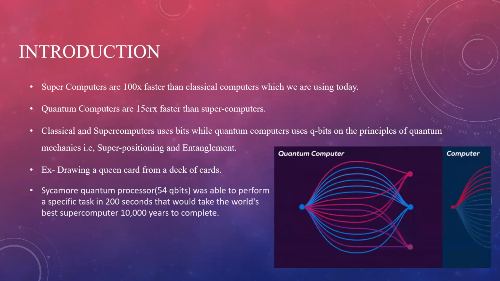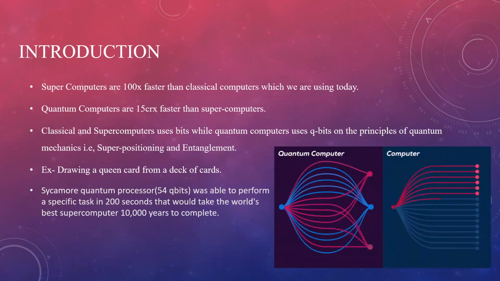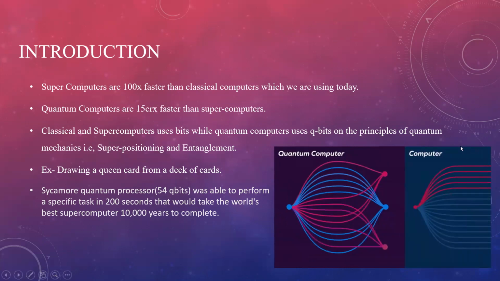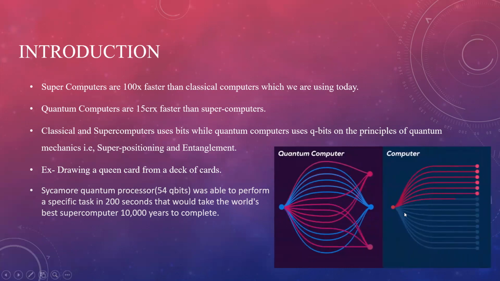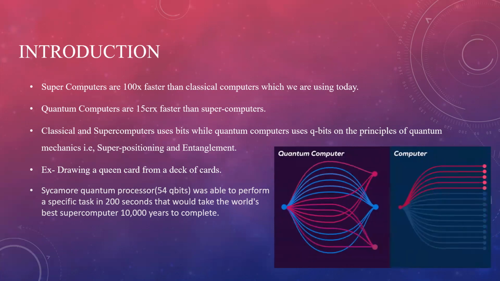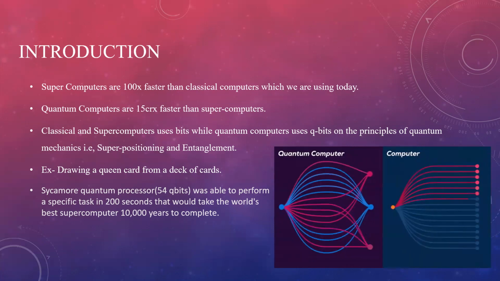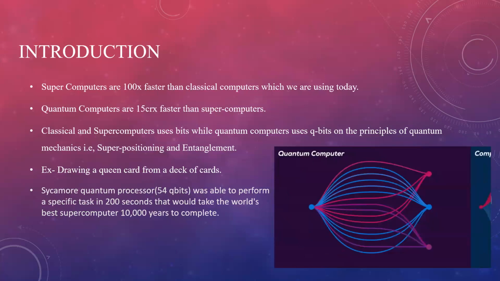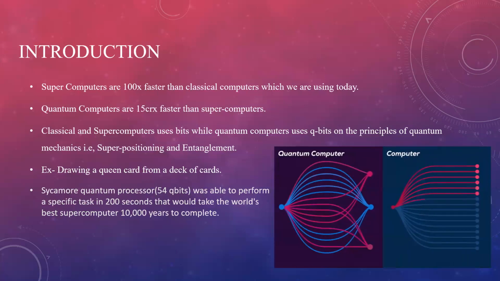Let us take an example: drawing a queen from a deck of cards. A normal computer, meaning classical computers and supercomputers, uses the same methodology represented here. In 52 cards, each and every card is checked to see whether it is the queen or not. But in a quantum computer, even with 100,000 or 1 crore cards, it can be detected in a single try. So this is the supremacy of quantum computers.